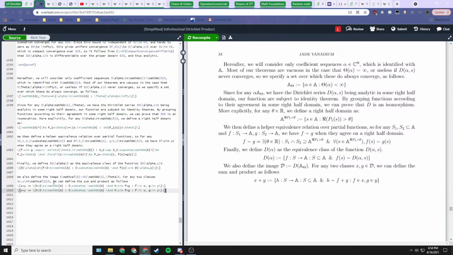And likewise, we'll do this for the product: h, which is related to f times g, such that f is in x and g is in y. This works a little better.